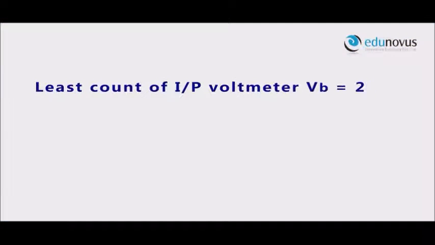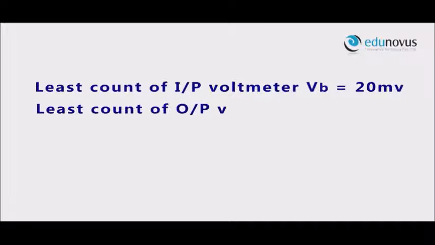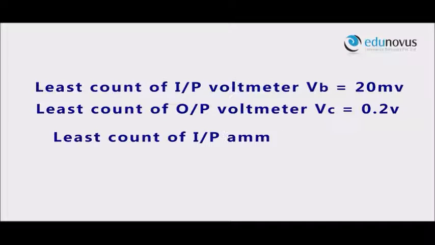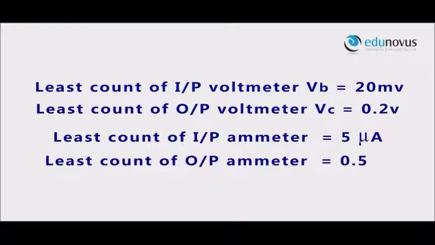Here, the least count of the input voltmeter VB is 20 millivolts and the least count of the output voltmeter VC is 0.2 volts. The least count of the input ammeter, which measures the base current, is 5 microamperes. And finally, the least count of the output ammeter, which measures the collector current, is 0.5 milliamperes.